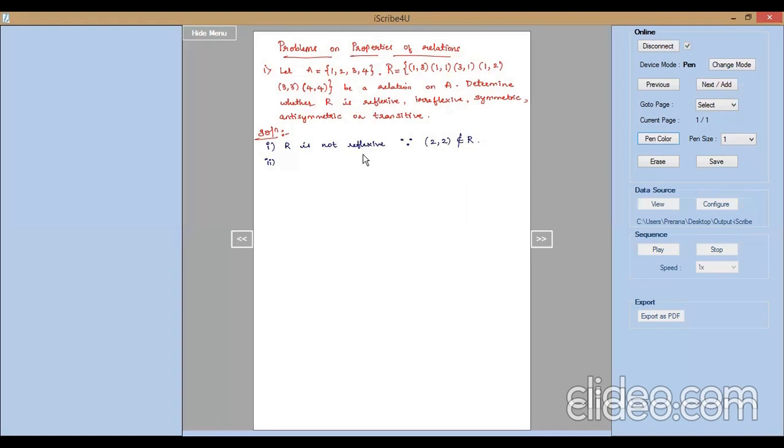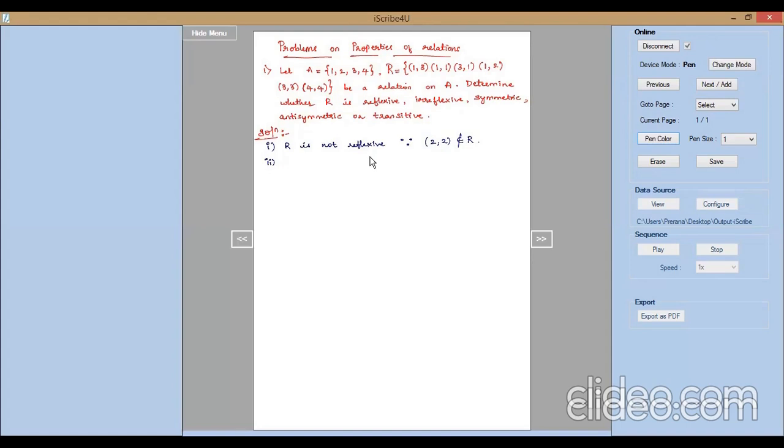Second one, we have to check whether it is irreflexive. Irreflexive. We recall the definition for irreflexive. A relation R on a set A is said to be irreflexive if for every element a belonging to the set A, (a, a) should not belong to R.